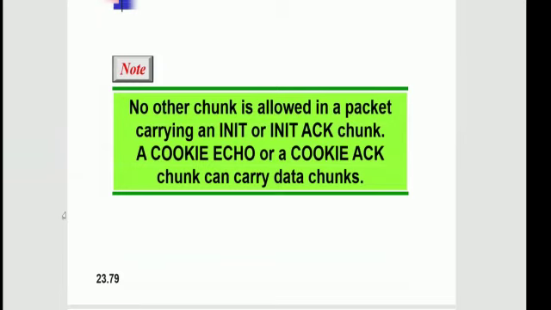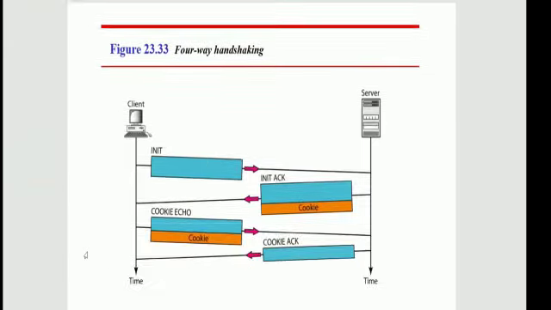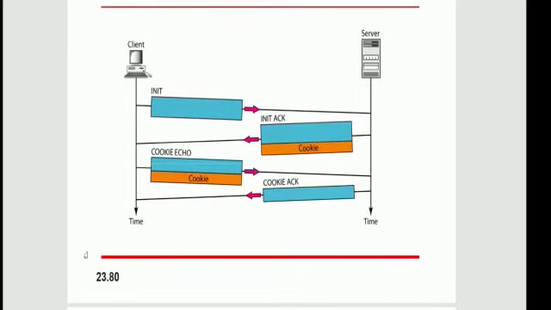The point tells us no other chunk is allowed in a packet to carry the init acknowledgement chunk. A cookie echo or a cookie acknowledgement chunk can carry a data chunk. This slide can help us. As per the given diagram, here 4-way handshaking is achieved with the help of an SCTP association. In the given slide, we have to see 4-way handshaking.